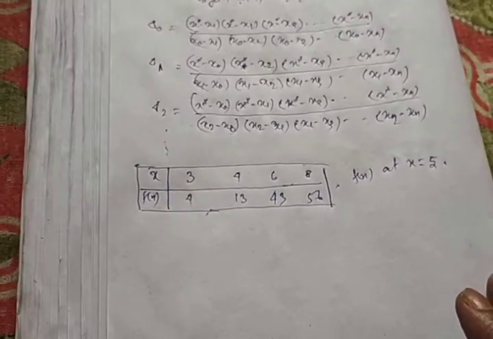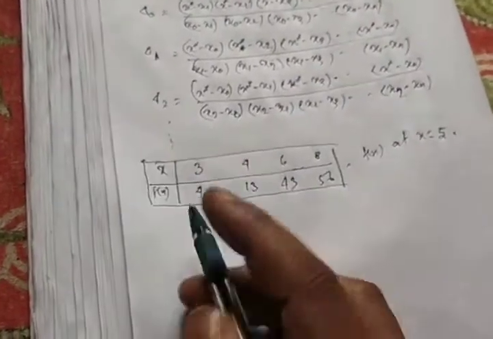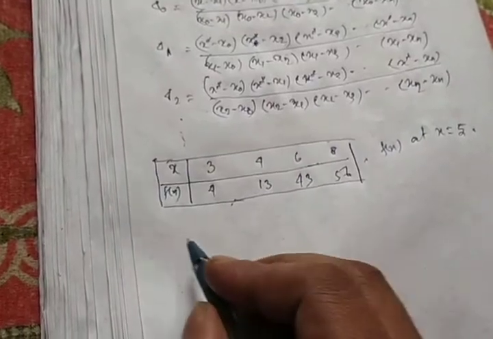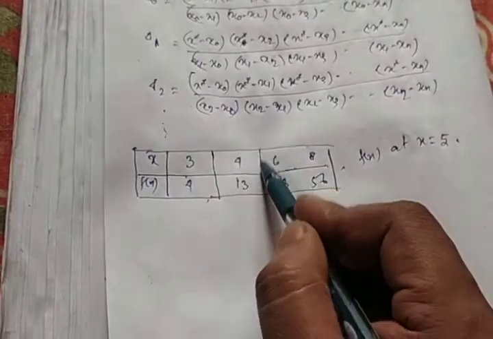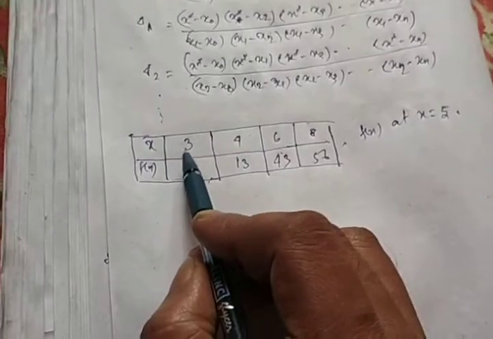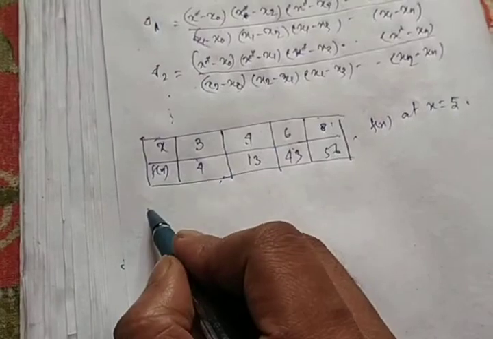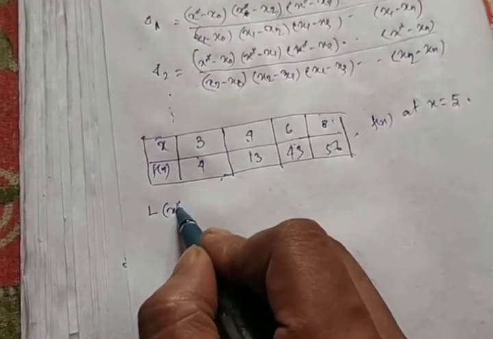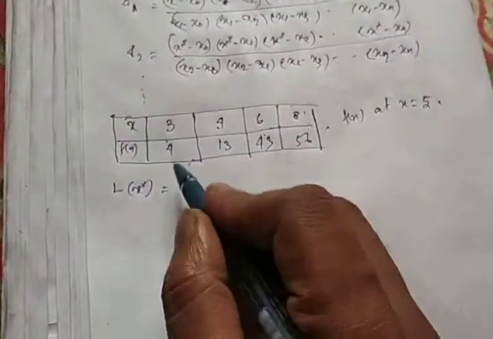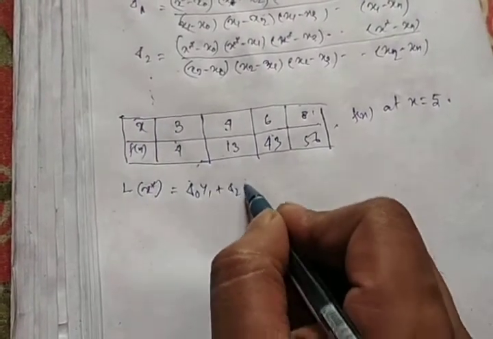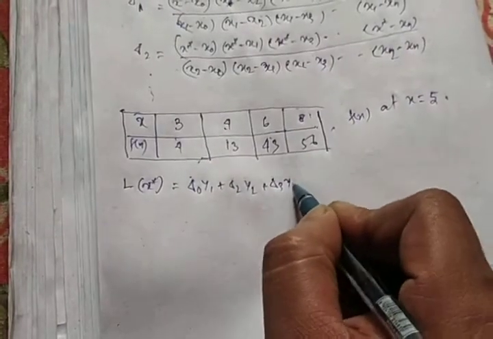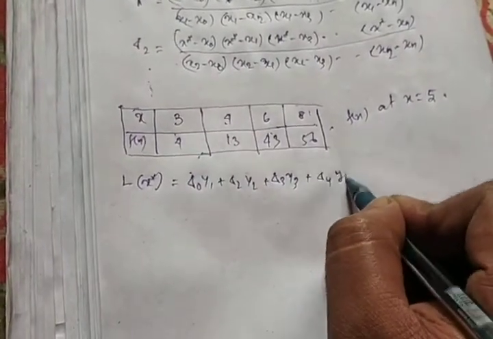So by using the formula L of 5, here the given data is 1, 2, 3, 4. Four data points are given, so n equals 3, right? As x0, x1, x2, x3, so n equals 3. So by the interpolation formula, L of x star equals delta 0 y0 plus delta 1 y1 plus delta 2 y2 plus delta 3 y3, right?